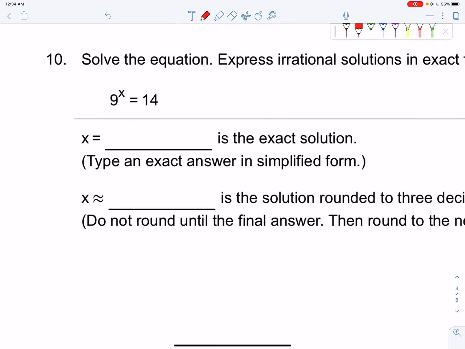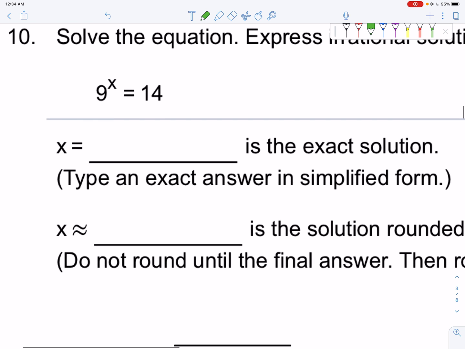Number 10, they're asking us to solve this exponential. Now, we know it's exponential because the variable is the exponent. Notice that x is the exponent. And in fact, remember way back when we talked about the definition of logarithms, they called this power. Well, yeah, it's a power. It's an exponent. They also call that the answer. Now, why would they call that the answer? Because when you convert it to its exponential form, it's by itself, it's the answer, right?